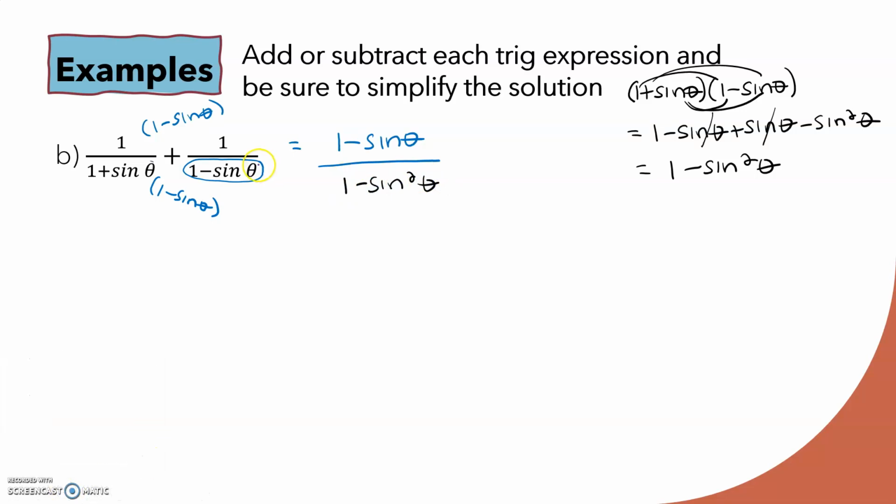If I look at the second one now, I want to multiply top and bottom by 1 plus sine theta. And you'll notice you should get the same denominator. So I would have 1 plus sine of theta on top, because we're just multiplying by 1, and then over 1 minus sine squared theta.